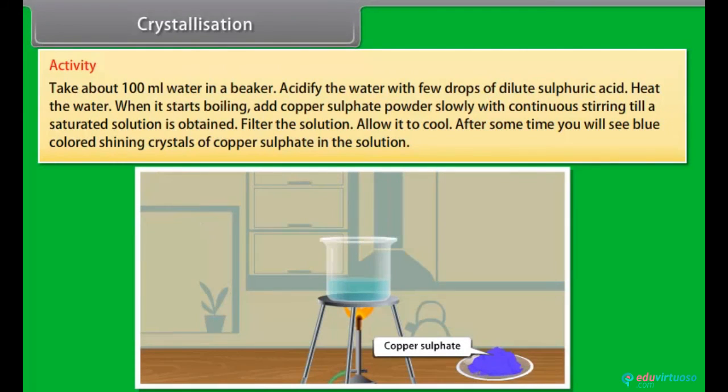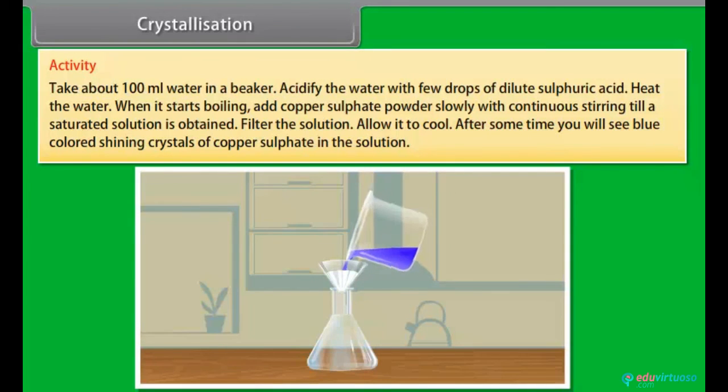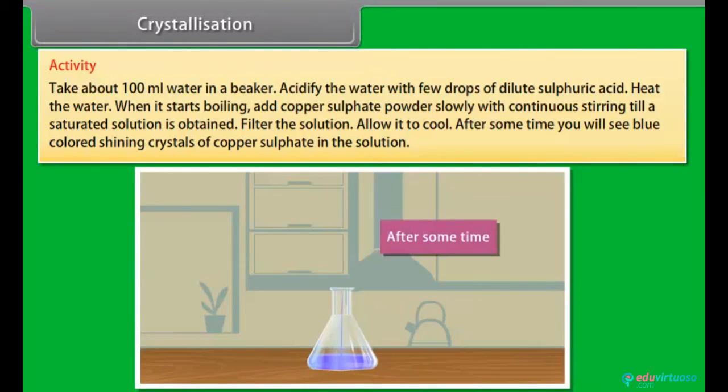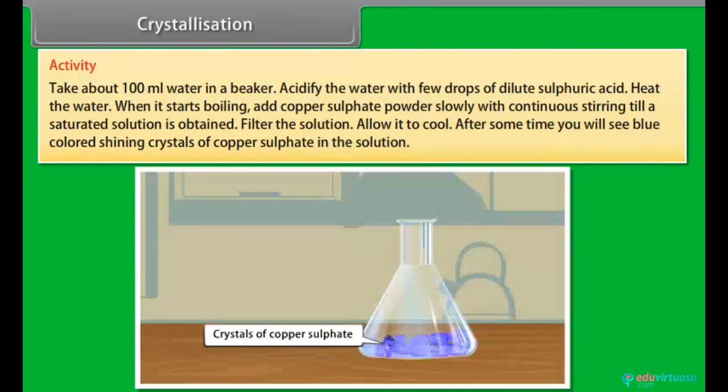Heat the water. When it starts boiling, add copper sulfate powder slowly with continuous stirring till a saturated solution is obtained. Now filter the solution. Allow it to cool. After some time, you will see blue-colored shiny crystals of copper sulfate in the solution.